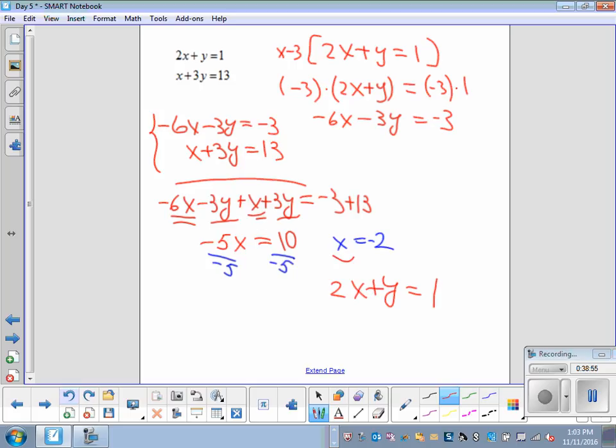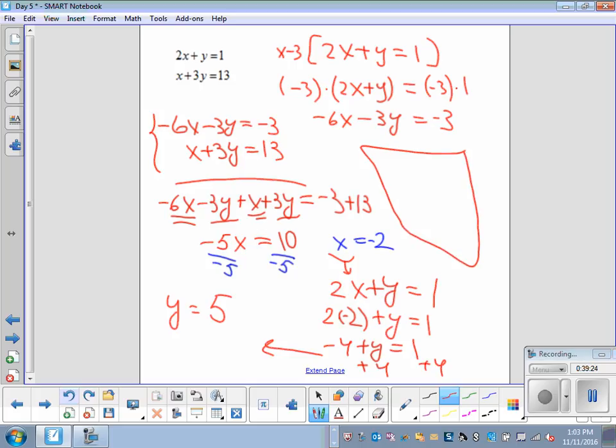So I take my x, the one that I found, and plug it in. So 2 times negative 2 plus y equals 1. Now I solve for y. So I have negative 4 plus y equals 1, plus 4 on both sides gives me y equals 5. Right, so I found my x, now I found my y, and I combine them into the solution: (x, y) equals (negative 2, 5). And that is my solution.